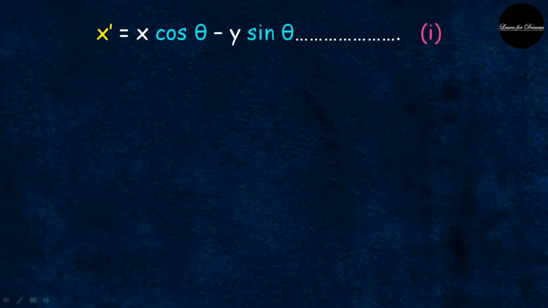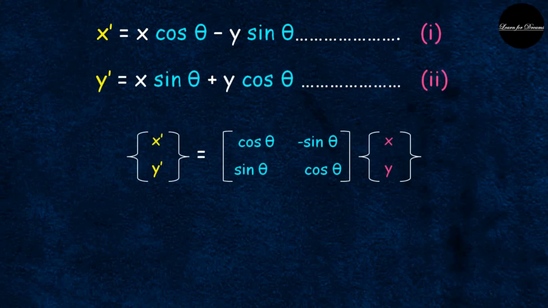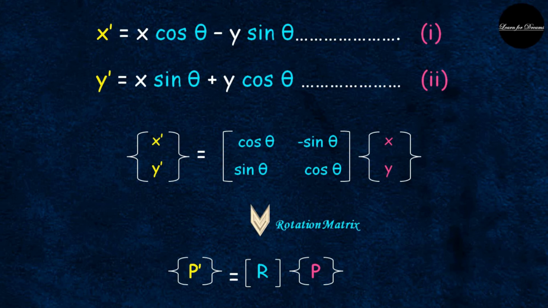Okay. Now we will bring these x dash and y dash equations into matrix form. So we get these equations. The generalized form is P dash is equal to R into P, where R is the rotation matrix.